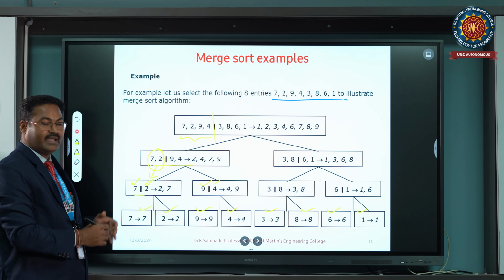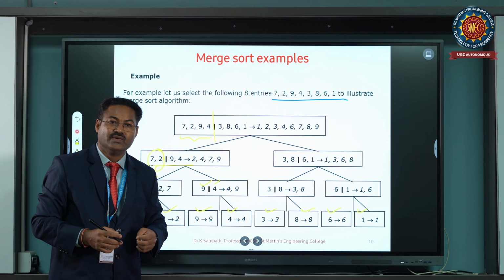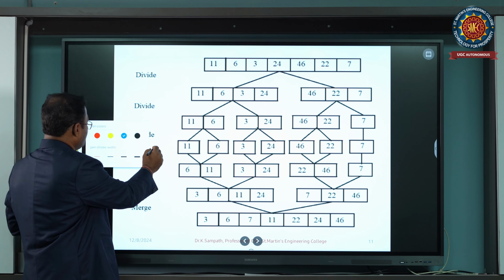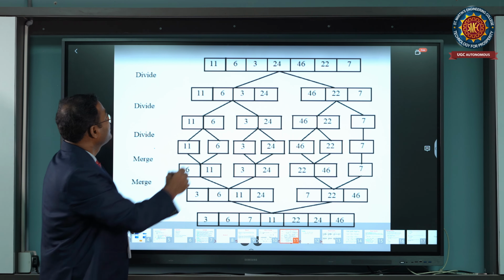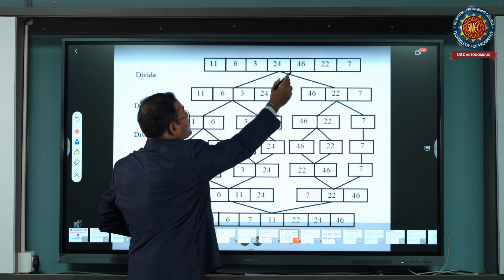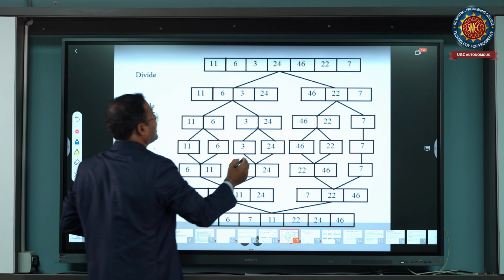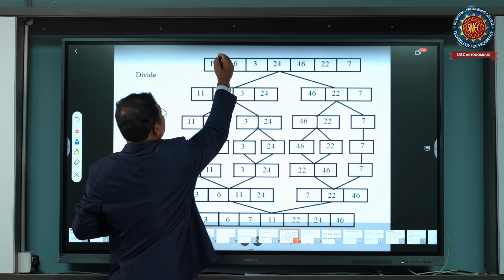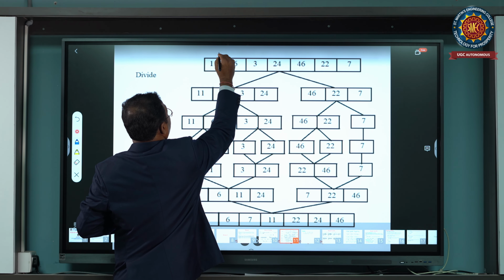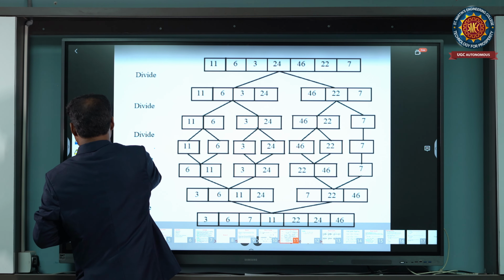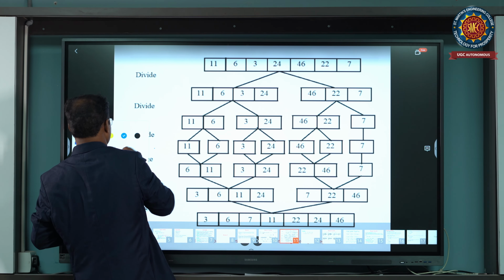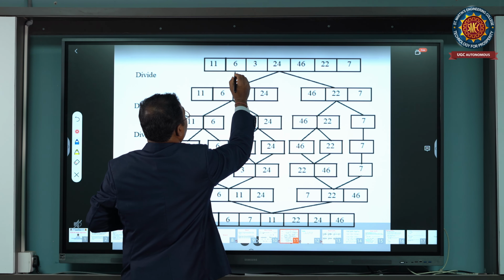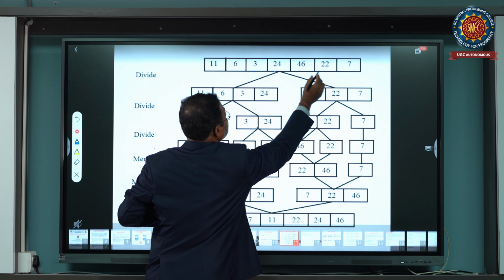Then merge it. In this merge sort technique, we use the merge sort and merge procedures. Two procedures we have to use. Now, one more example: 11, 6, 3, 24, 46, 22 and 7. Again, I have to divide this problem into two sub-problems based on the mid. How many elements are there? 1, 2, 3, 4, 5, 6, 7.